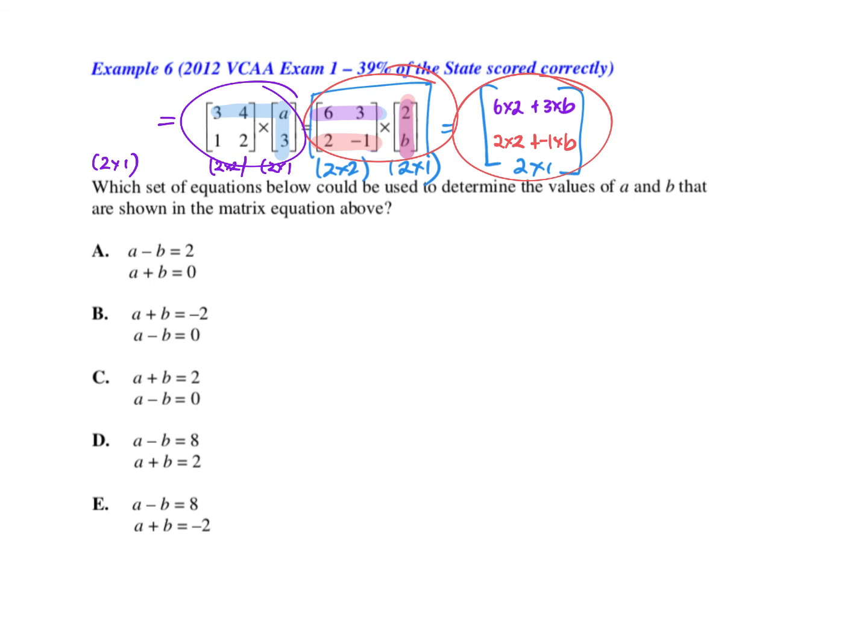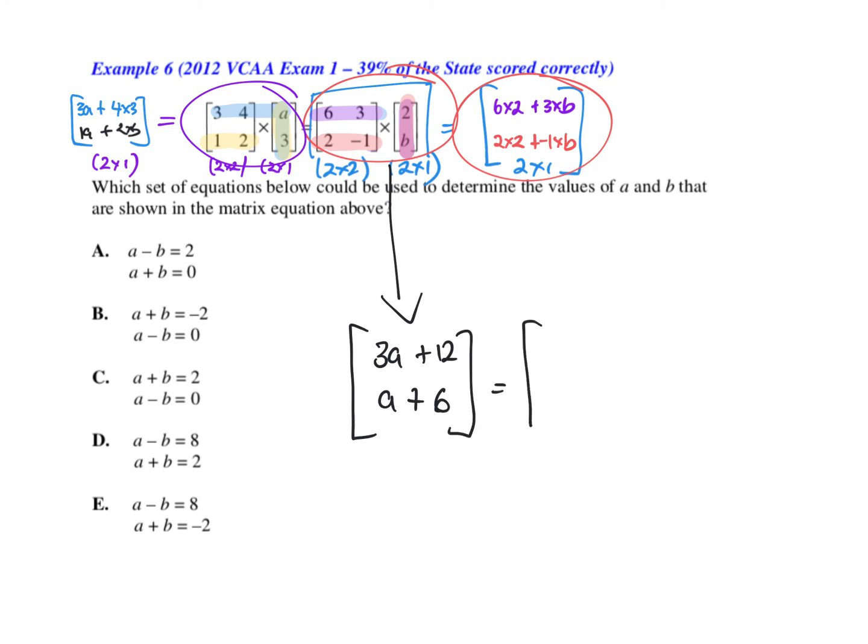Your first thing would be 3 times A plus 4 times 3, and your second option there would be 1 times A plus 2 times 3. So I'm going to tidy these up. On this side, I've got 3A plus 12 and A plus 6. And I'm saying it equals 12 plus 3B and 4 minus B.